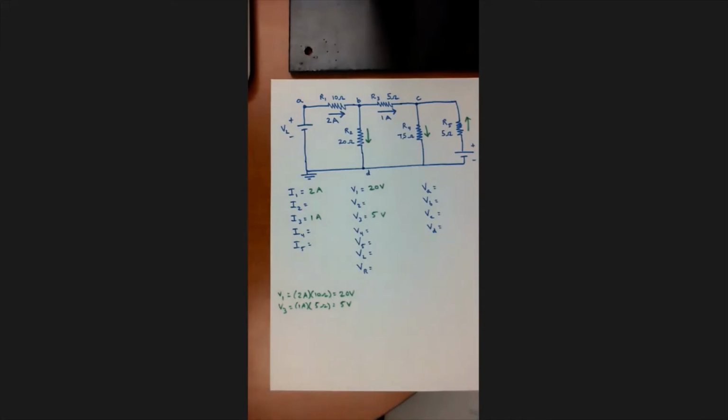So what can we do? What's the next thing that we can do? Well, we need to look for loops with one unknown voltage drop, or nodes where there's one unknown current flowing into or out of that node. All right, so try to find a loop where there's only one unknown.